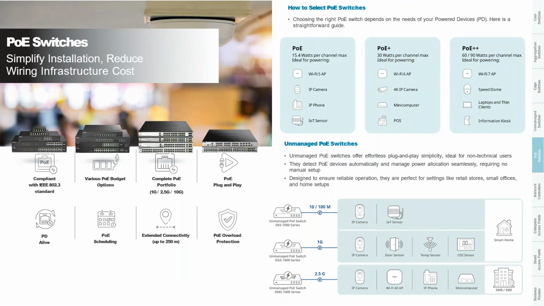So PoE as a standard offers 15.4 watts per channel max, and you're looking at the devices listed under there. As I mentioned earlier, Wi-Fi 6 and Wi-Fi 7 access points will consume more power than the Wi-Fi 5 variants. And obviously, you've got the same there when you upgrade your IP camera from Full HD to 4K to a speed dome. And when you go from having an IoT device such as a sensor all the way through to an information kiosk, which will require that little bit more power to make sure that the screen stays on.